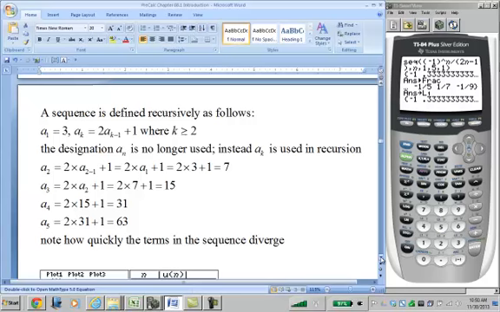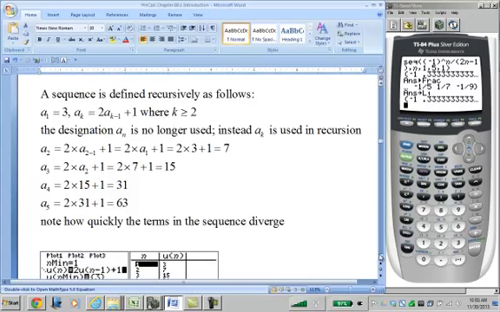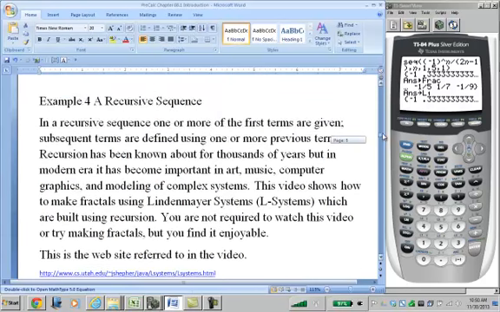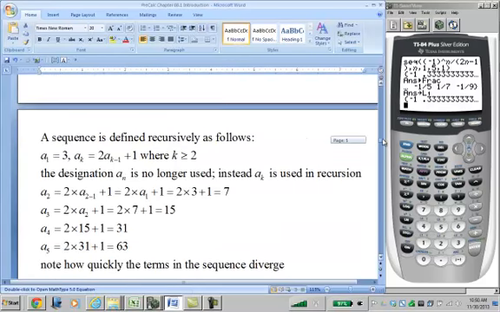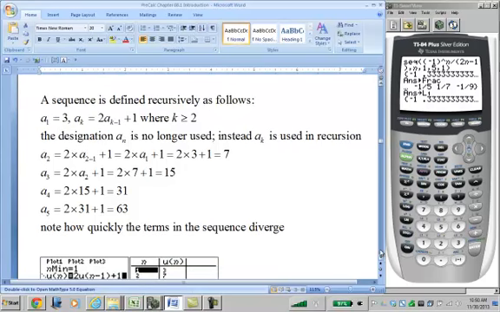Okay, so a sequence is defined recursively as follows. a sub 1 equals 3. So the first term is given. Here, let me go back. Did I go through this definition? So in recursion, one or more initial terms are given. Okay, and then you're given a rule that uses previous terms. So in this recursive sequence, a sub 1 equals 3.